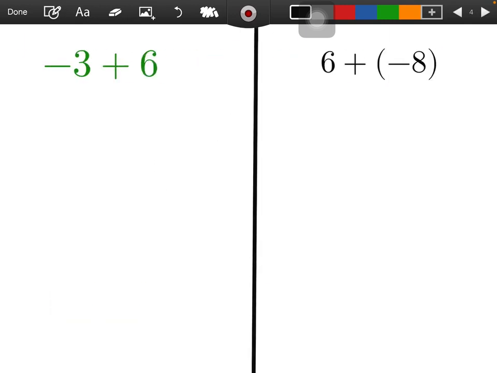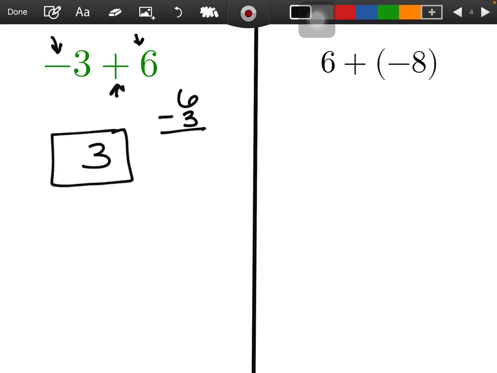Negative 3 plus 6. I have different signs, very clear different signs. My 3 is negative, my 6 is positive, so same sign add, different sign subtract, so I can rewrite this as a 6 minus 3. Well, 6 minus 3 is 3. Keep the sign of the larger number, which is 6, so my answer would be positive.